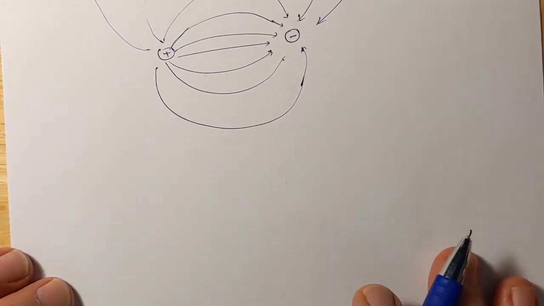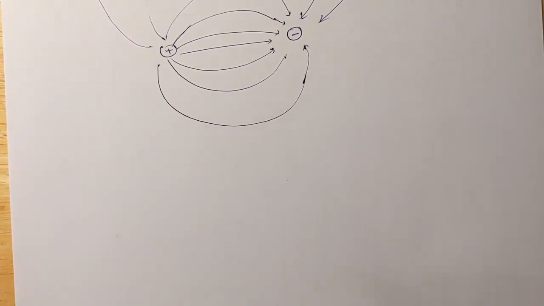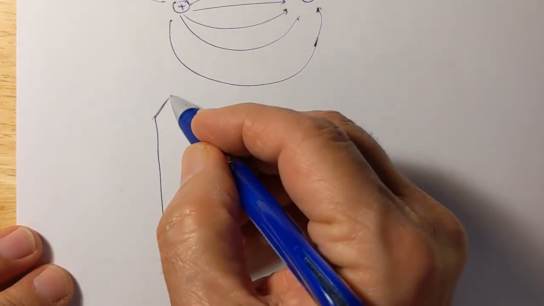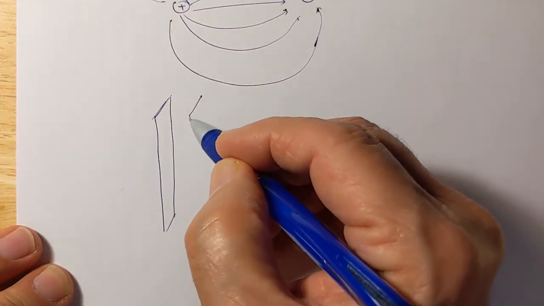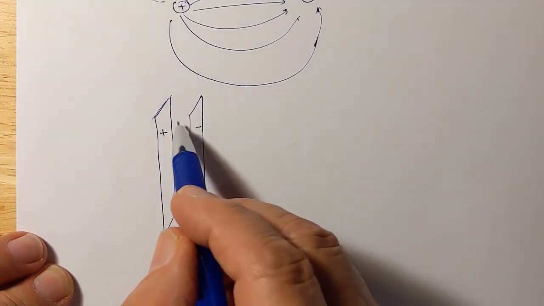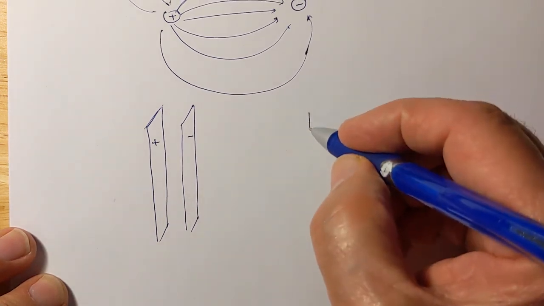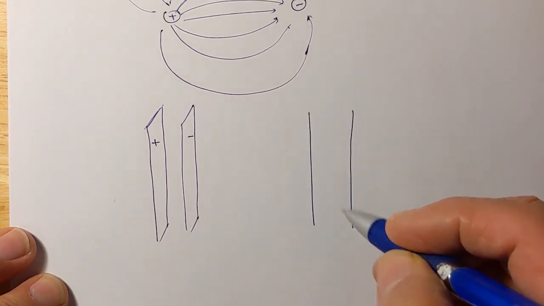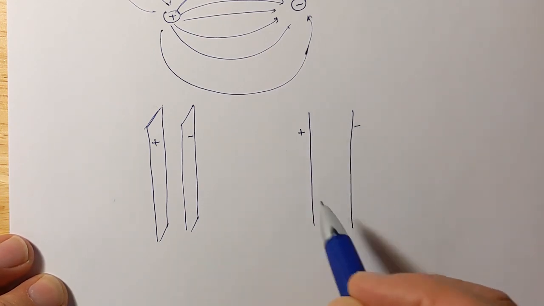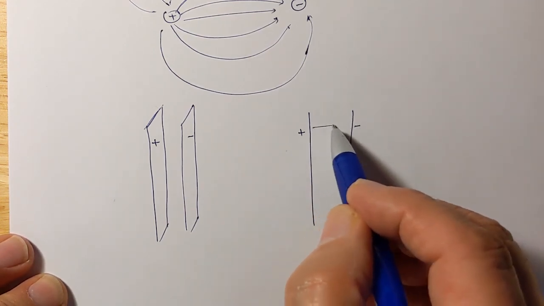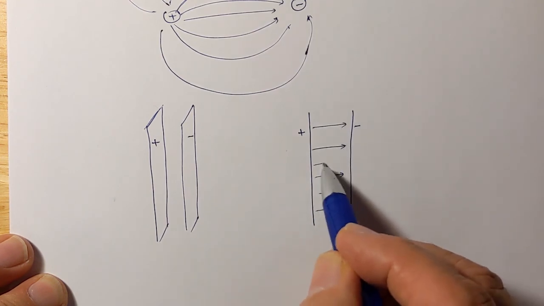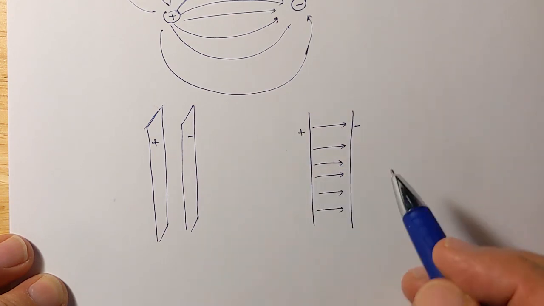Now, let's look at a parallel plate. So we have a plate here and another plate here, and we make this plate positive and this negative. What's the electric field between them? Seen from the side, we have these two plates. This plate is positive, this is negative. So electric field lines will go out from here and they're going to go in here, so they will just go straight across if the plates are large compared to the distance.